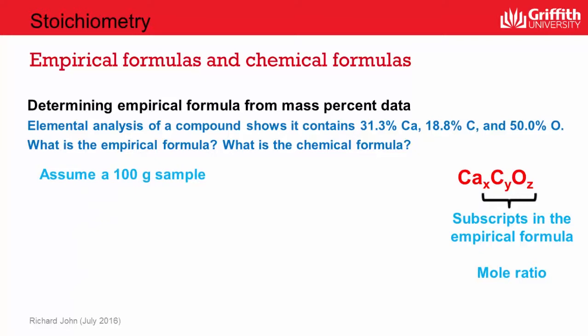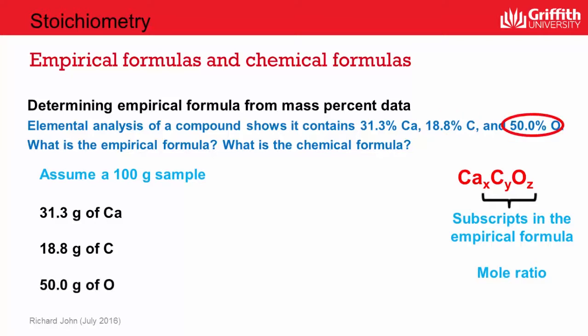When answering these types of questions around empirical formulas and chemical formulas, and if we're given mass percentage data, a neat little trick here is to assume that we have 100 grams of the sample, because if we have 100 grams of the sample, then the 31.3% of calcium actually says that we have 31.3 grams of calcium, and that the 18.8% of carbon in that 100 gram sample means we actually have 18.8 grams of carbon, and the 50% of oxygen in that 100 gram sample means 50 grams of it is oxygen.